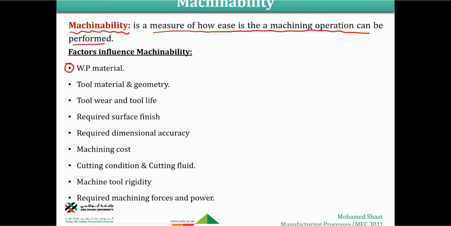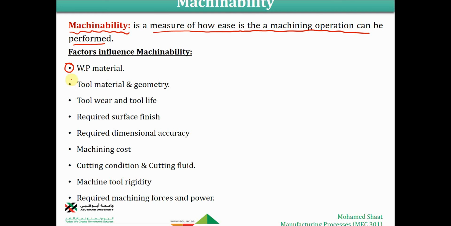But if the workpiece material is a very hard material, we have to take precautions, and we're going to spend time in machining this material. In other words, machining this material is not easy. It is challenging, and that's why this hard material has very low machinability. But soft workpiece materials do have very good or excellent machinability.